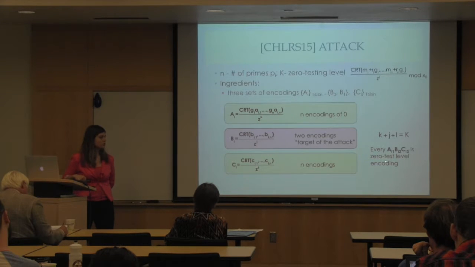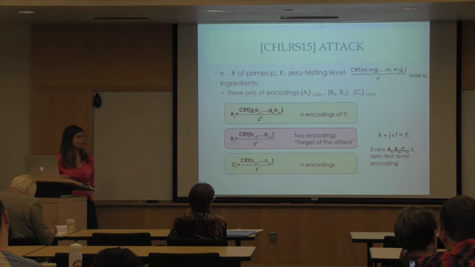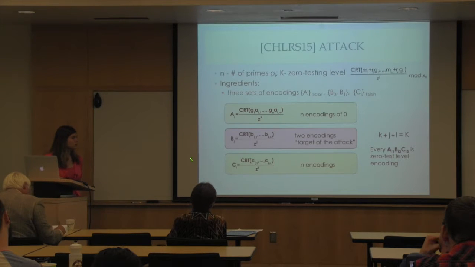Okay, so this is at the zero test level, but it also needs to be an encoding of 0, which is true because the encodings in the set A are all 0. So if we multiply any A with something from B and something from C, we get an encoding of 0, and it's at the zero test level. So we can apply the zero test parameter. This is the most general description of the type of sets that we need.